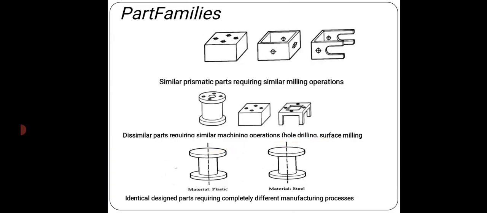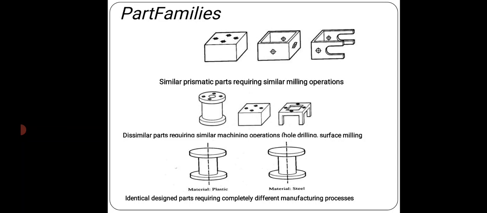This is another diagram. Similar to the first diagram, you can see these three diagrams have different shapes, but a hole is there. So the three diagrams have holes. So we can group the parts based on the manufacturing attributes. You can see in the second three diagrams, dissimilar parts require similar machining operations, hole drilling, surface milling. So operations are similar, but the shape of the object is different.